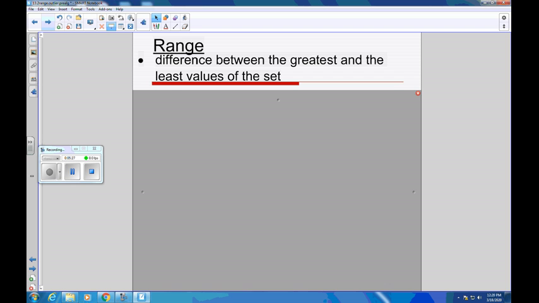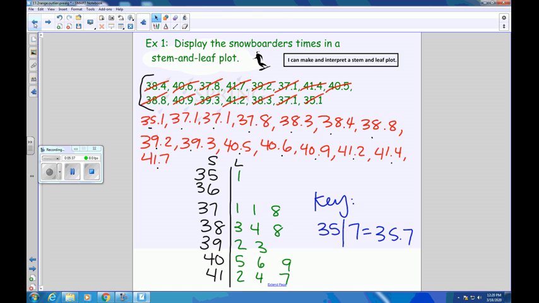The other thing you need to know is range. Range is the difference of values between the greatest and the least values in the set. So looking at our snowboarders, the greatest is 41.7, and the smallest is 35.1. So then what I would do is subtract that. So we get 0.6, and then we have a 6 here. So our range is 6.6. That's the difference between the highest and the lowest value.